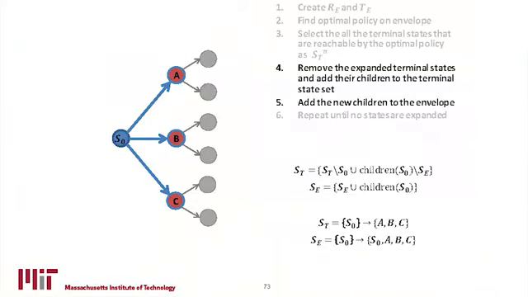So that's exactly what we're going to expand. We're just going to expand S0 to A, B, and C and add those to our terminal nodes. So that's up there, just simple. We removed S0 from our terminal nodes, added its children, and we added the children to our envelope again.